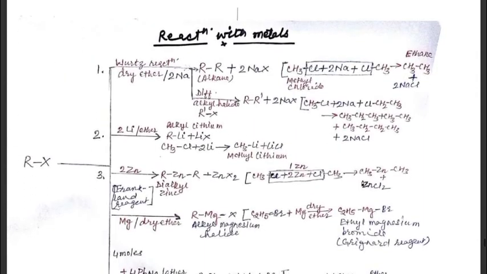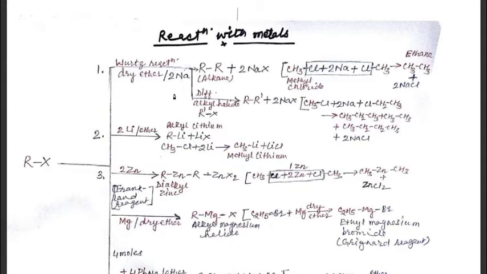Next is reaction with metals. When alkyl halides are treated with sodium in presence of dry ether, then we get alkane and sodium halide. Okay, this is a substitution reaction, but it is with metal. It is called Wurtz reaction.